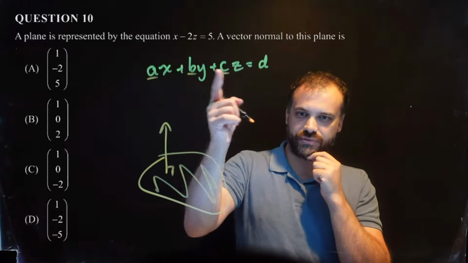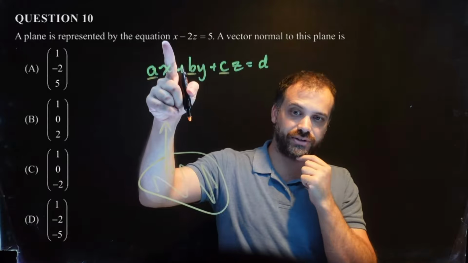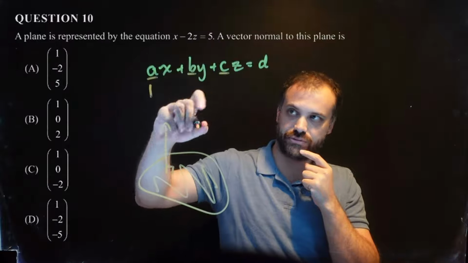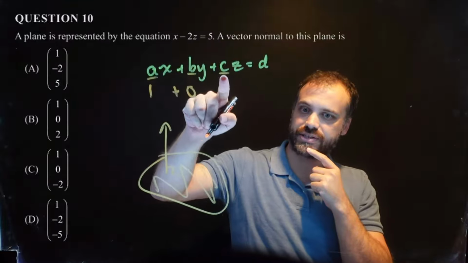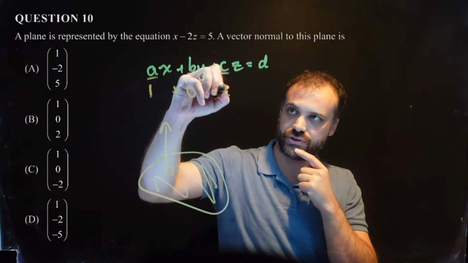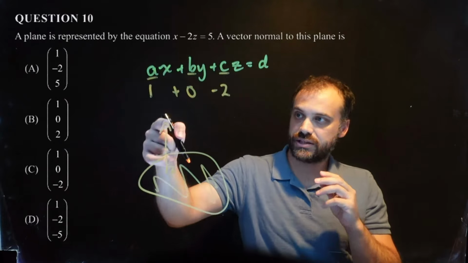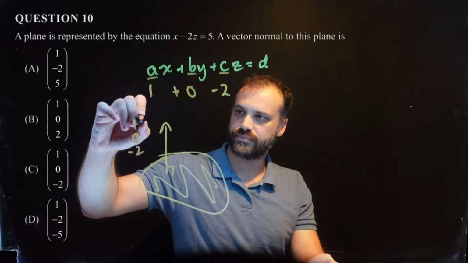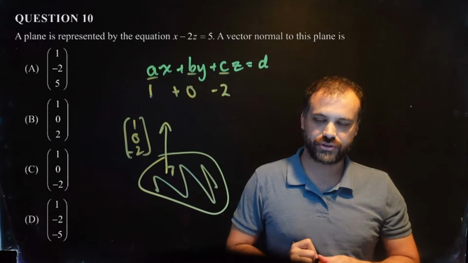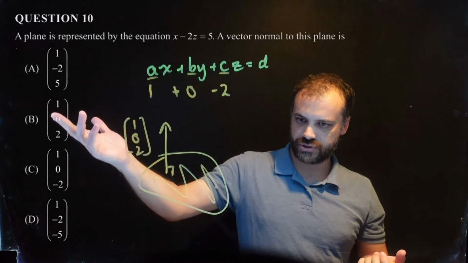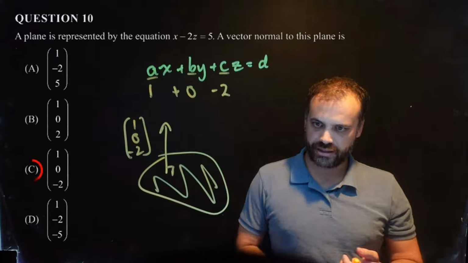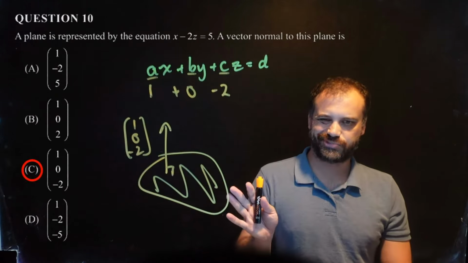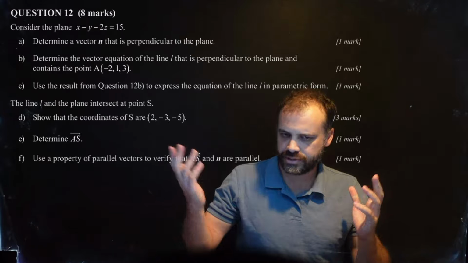So what do I have here? Well, I have an A value of 1, I have a B value of 0, and I have a C value of -2. All right, so this vector is 1, 0, -2. Do I have a 1, 0, -2? Yeah, I can see it there. C is my answer. Done and dusted. Super straightforward. And that brings us to this question here.